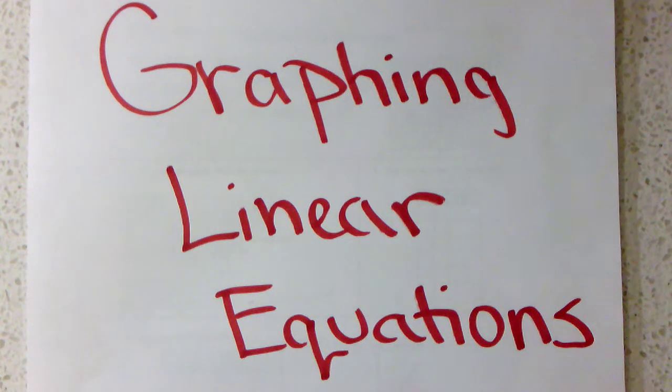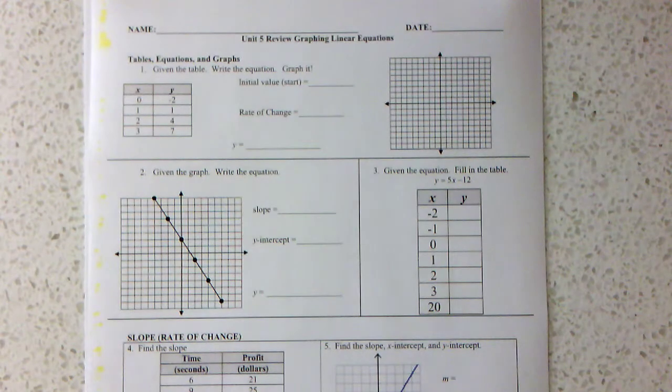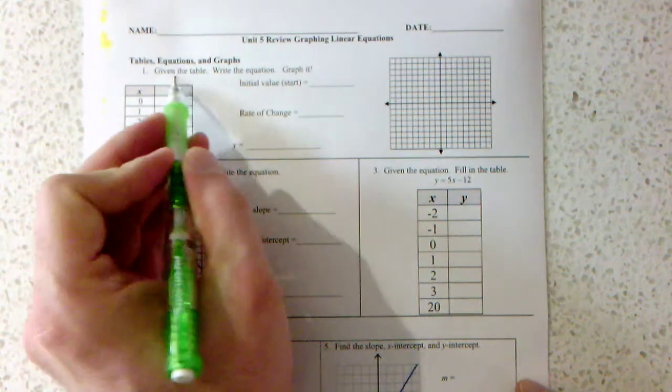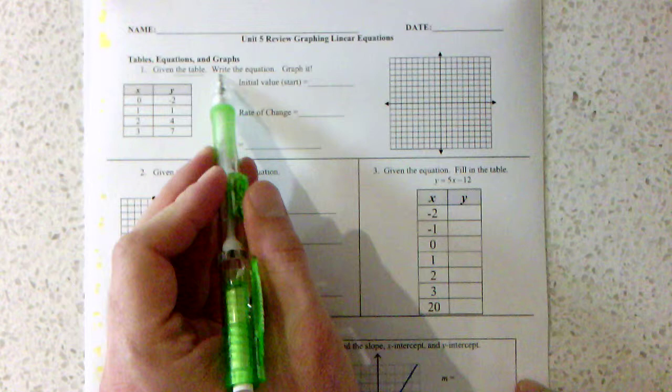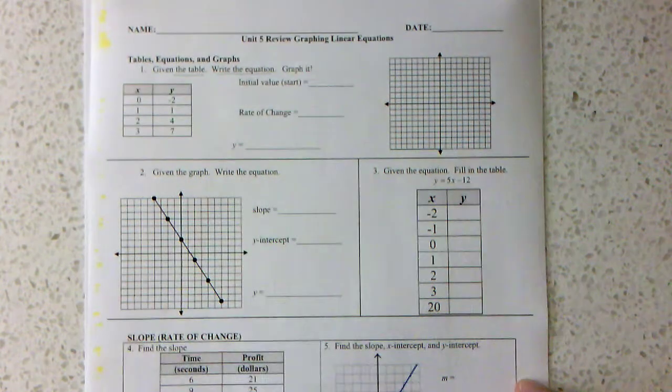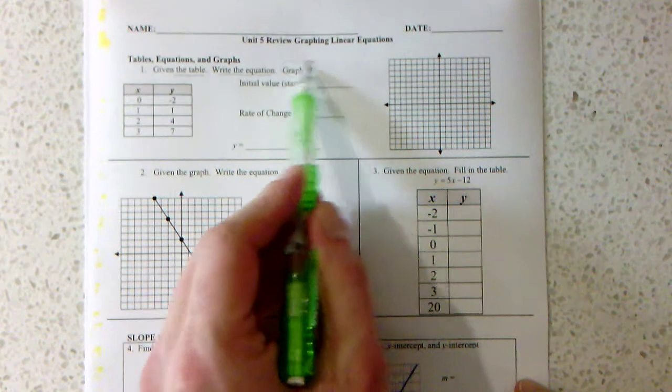Today we're looking at graphing linear equations. So we're going to be solving a few problems together using tables, graphs, and creating the equation of the line. So let's take a look at the first one here. When we're given the table, we want to actually write the equation. So we're going to write the equation first, and then the third step is to actually graph it.